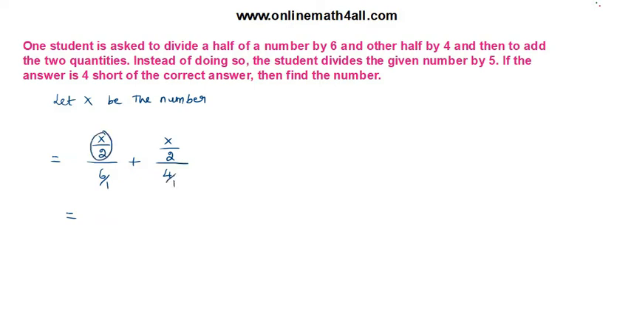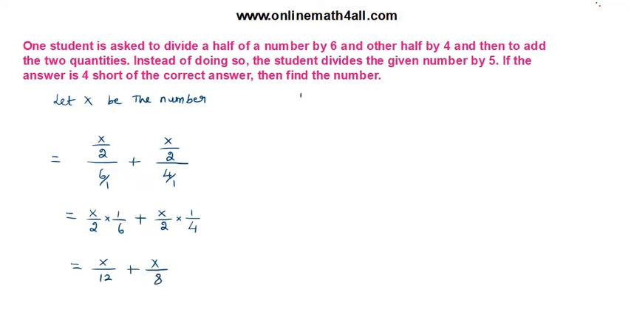Now we divide a fraction x by 2 by another fraction 6 by 1. Whenever we divide two fractions, we take the first fraction as it is, change the division to multiplication, and take the reciprocal of the fraction in the denominator, so it will be 1 over 6. The same thing we can do with x over 2: change the division to multiplication and take the reciprocal, so it will be 1 over 4. So x times 1 is x, over 2 times 6 is 12, plus x times 1 is x, over 2 times 4 is 8.